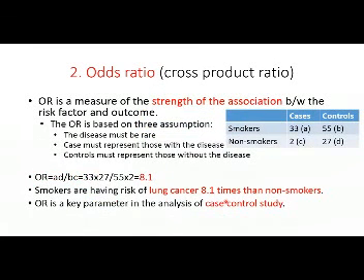Next test of significance is the odds ratio. We have done this odds ratio or cross product ratio in case control studies. It's a measure of the strength of association. This is actually the measure of strength of association between the risk factor and the outcome. And the odds ratio is basically based on 3 assumptions, and these are actually assumptions for case control studies.